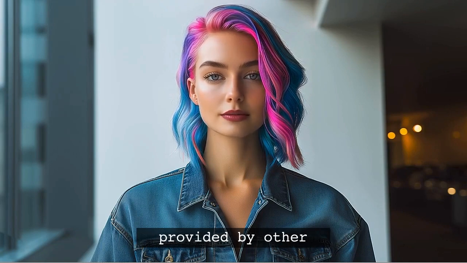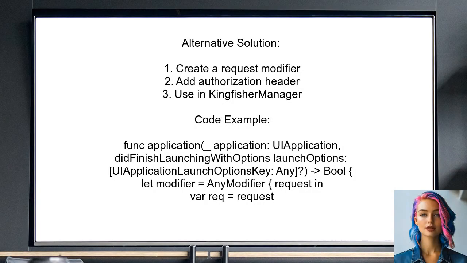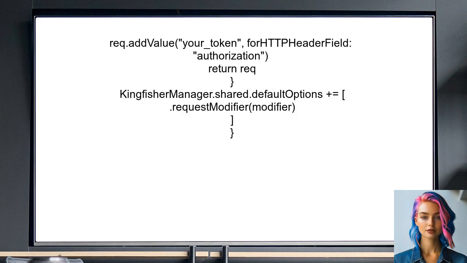Now let's look at the answers provided by other users. An alternative solution provided by a user involves using a request modifier in Kingfisher. They suggest creating a function that adds an authorization header to your requests. This is done by defining a modifier that appends your token to the request before it is sent.